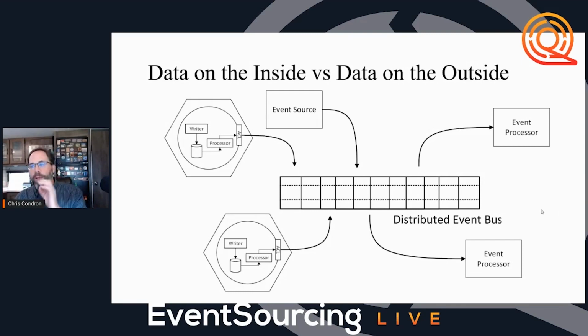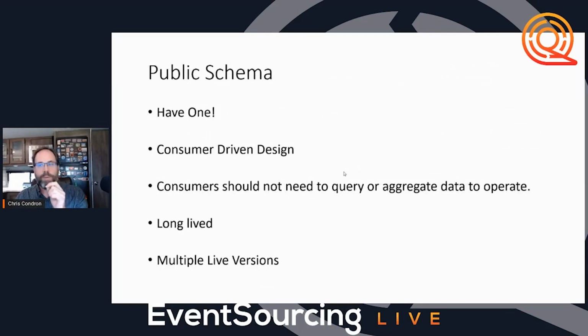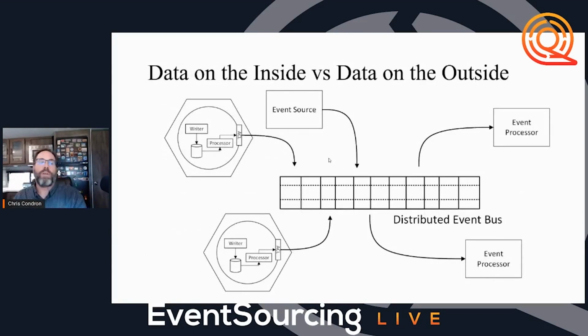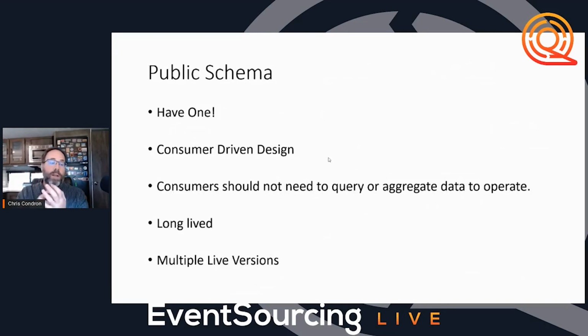And we're going to do that in a way where we're going to design that public schema, right, by the consumer. So the rules are, have a public schema. Never publish your private data. That is the route to turning all of this into a distributed monolith. And distributed monoliths are way worse than regular monoliths, because you get all the problems of the monolith and all the problems of distributed systems together in one ugly little package. So consumer-driven design on what needs to get published. Consumers should not need to query or aggregate data in order to operate.